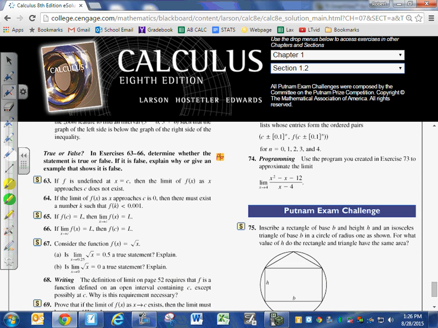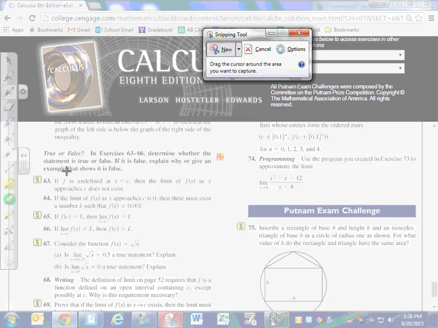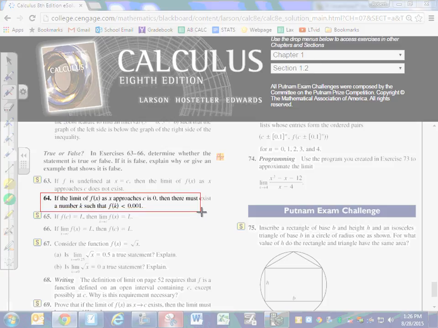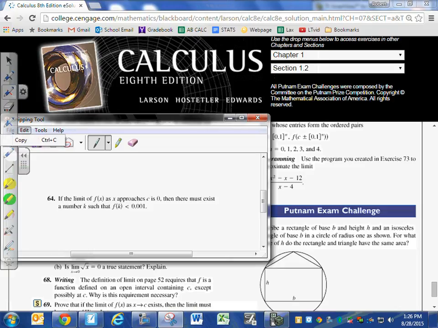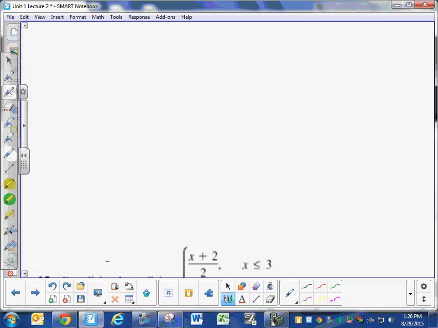Okay, we have a true-false statement. The question is, if the limit of f of x as x approaches c is 0, then there must be a number k such that f of k is less than 0.001. This is a good question.